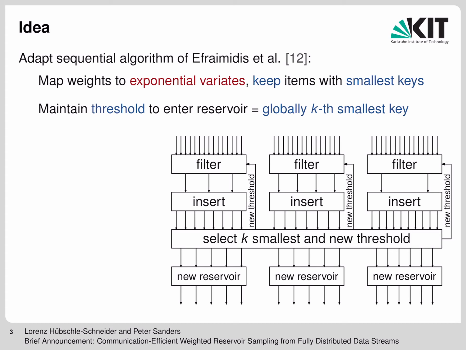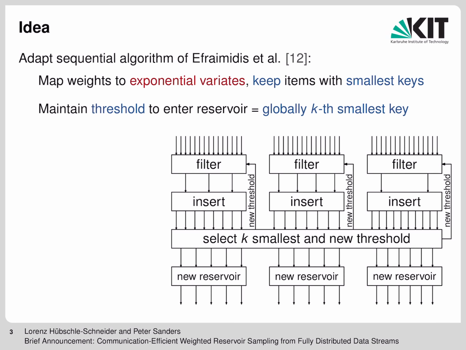At the end of each batch, we perform a global selection for the kth smallest key, which becomes the threshold for the next mini batch. And then we discard all items with larger keys, and the result is the sample that we wanted. This is repeated for the next mini batch, and so on.